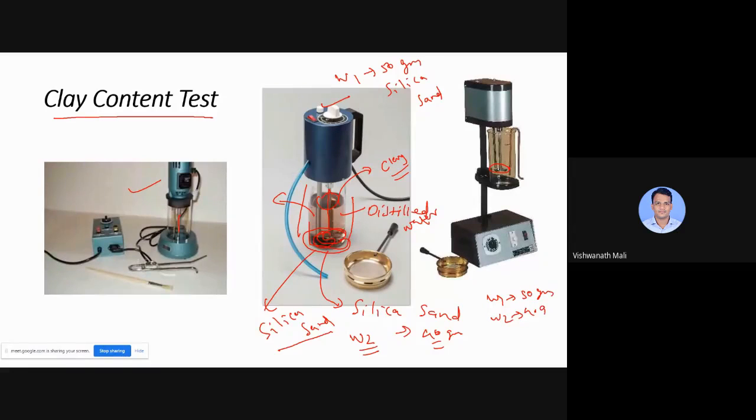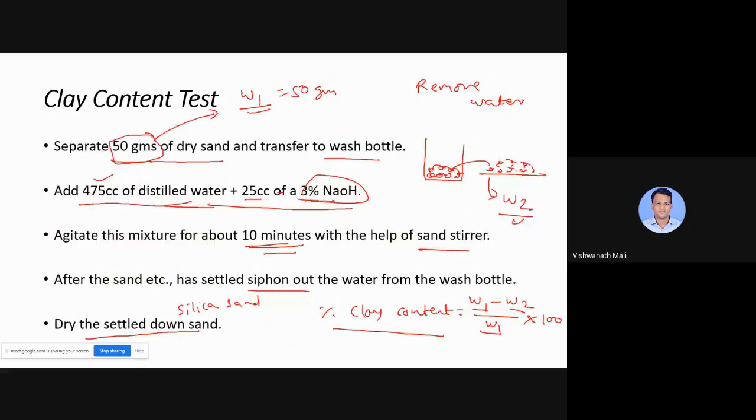It's 40 gram. So 10 gram is your clay content. Means 20% is the clay content. Hence we can conclude that 20% clay is there in our molding sand. So this is how we find out the clay content. So this is the procedure.